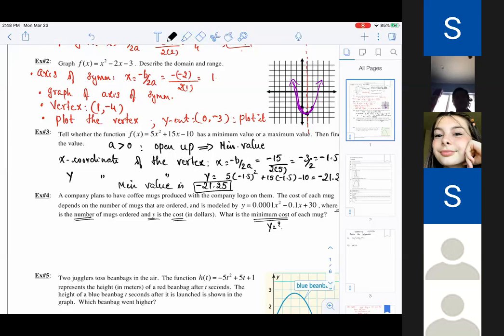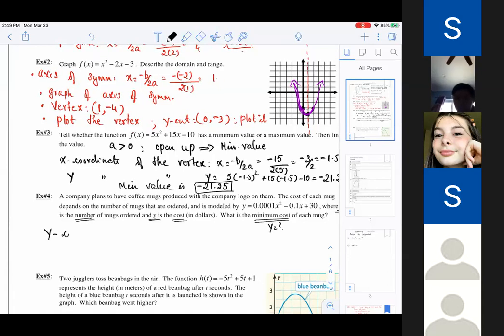Which is the minimum cost, which is y. So we are going to find the y coordinate of the vertex. That's all it is. Even though it's a pretty long word problem, it's actually asking for the y coordinate of the vertex. Too many words, but this is all you're finding. Can you directly go and find the y coordinate of the vertex?